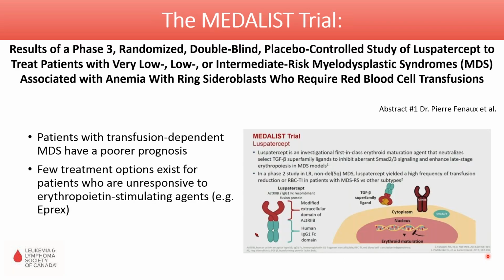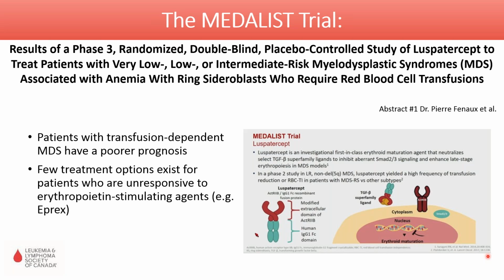So the MEDALIST trial, that's what they called it, was looking at using this drug, luspatercept, in patients with myelodysplastic syndrome, a specific type of MDS that had ring sideroblasts. And this particular MDS is generally associated with more anemia that requires blood transfusions. And if you require blood transfusions, you actually have a poorer prognosis. The treatment options are actually quite limited for this particular group.